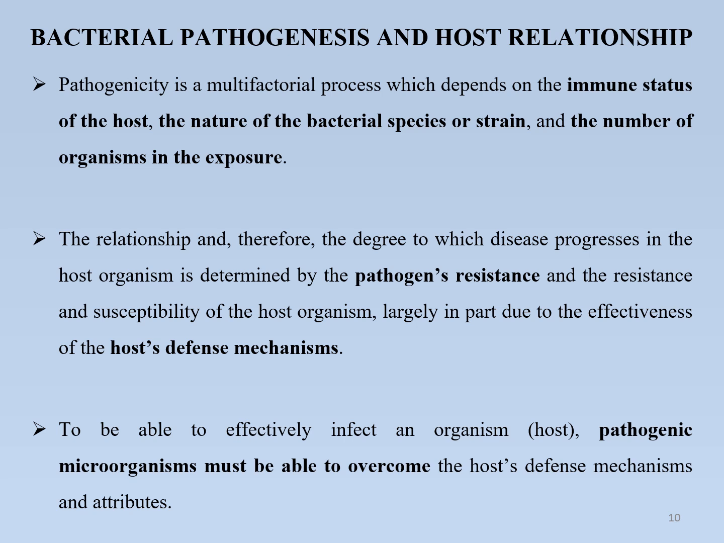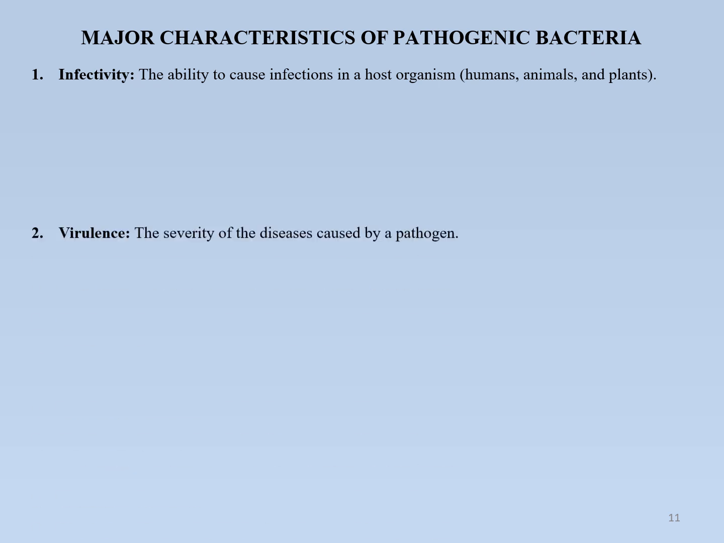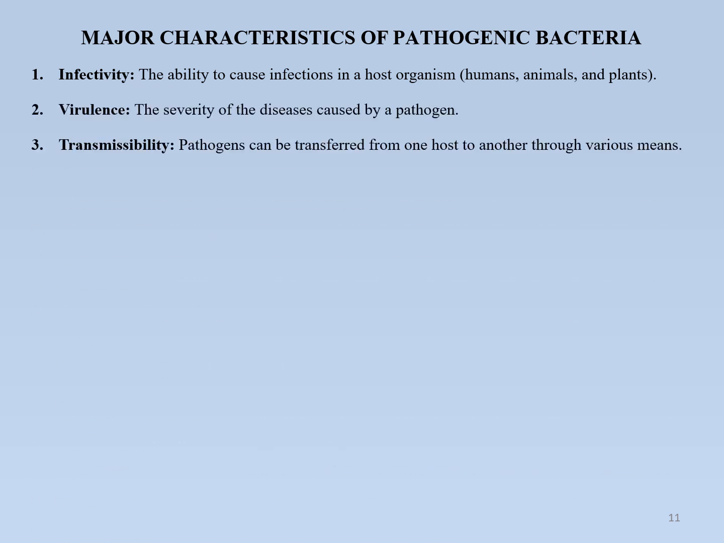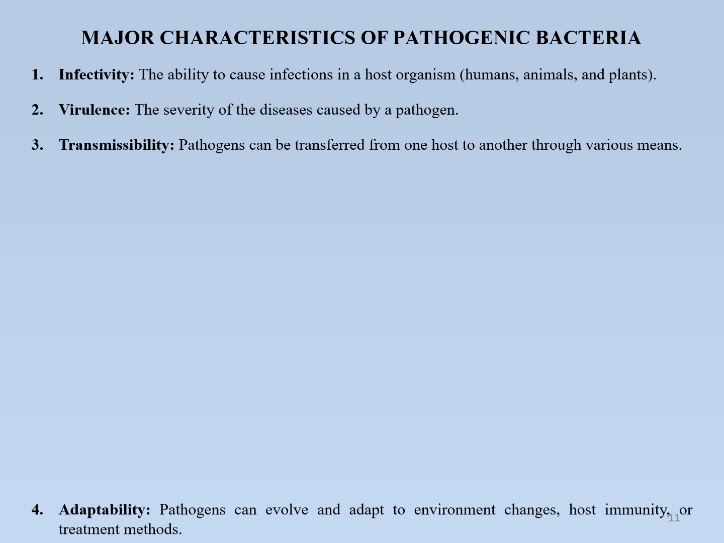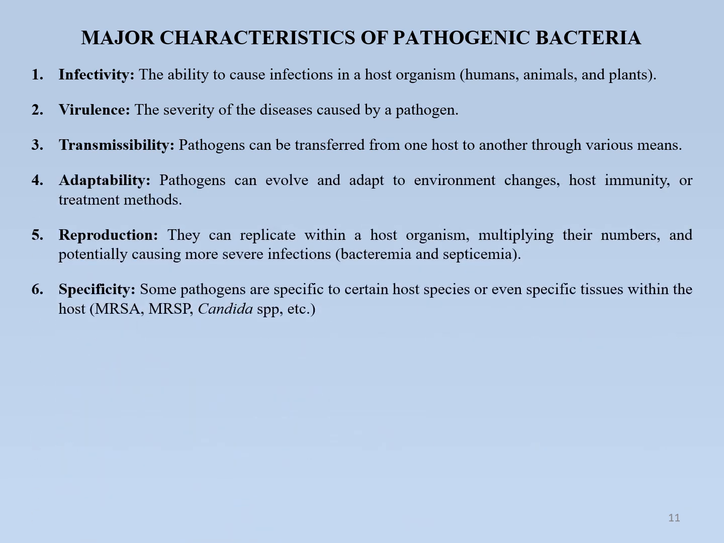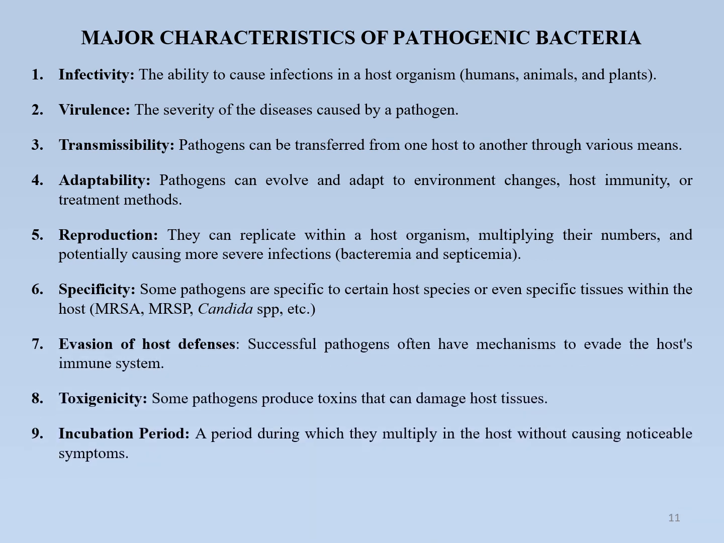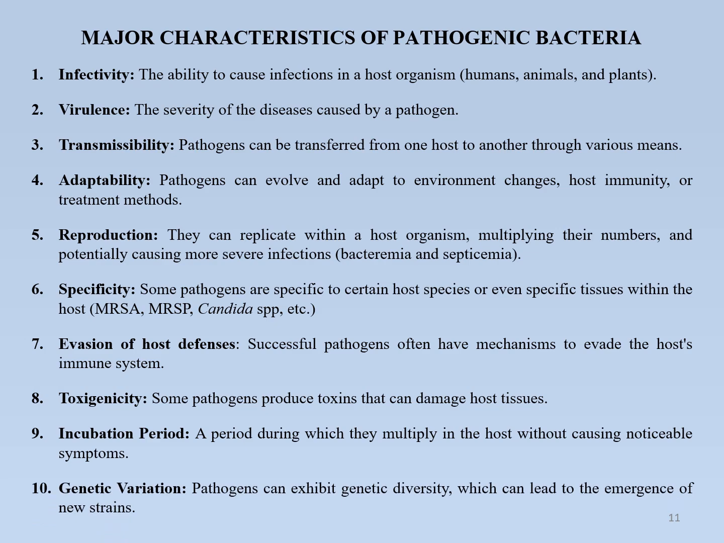To be able to effectively invade or infect an organism, the pathogenic microbe or microorganism must be able to overcome all the host defense mechanisms and other attributes. The major characteristics of pathogenic bacteria are infectivity, virulence. I've already mentioned some of these things in my previous slides. Transmissibility, adaptability, it must be able to adapt, reproduction, specificity, and evasion of host defense mechanisms, toxigenicity, incubation period, and genetic variation.